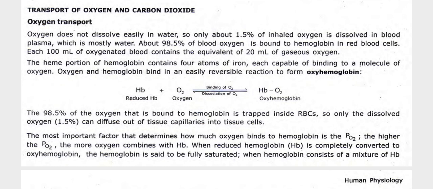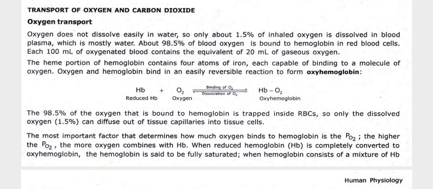Oxygen transport. Oxygen does not dissolve easily in water, so only about 1.5% of inhaled oxygen is dissolved in blood plasma, which is mostly water. About 98.5% of blood oxygen is bound to hemoglobin in red blood cells. Each 100 ml of oxygenated blood contains the equivalent of 20 ml of gaseous oxygen.